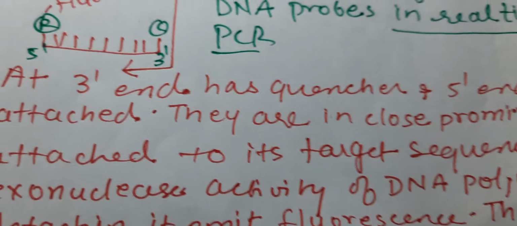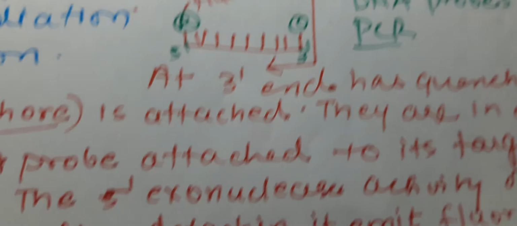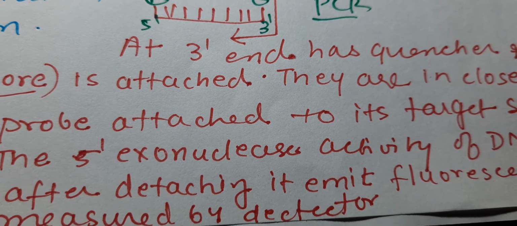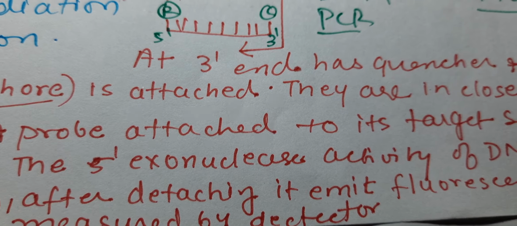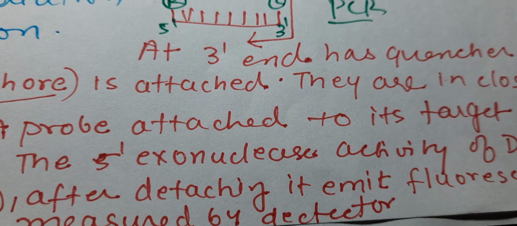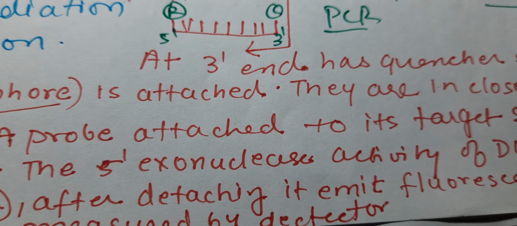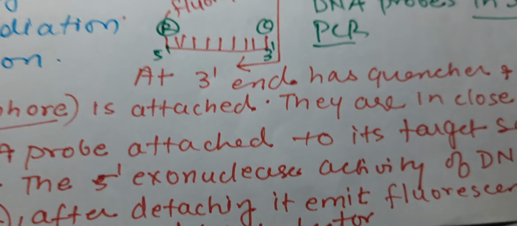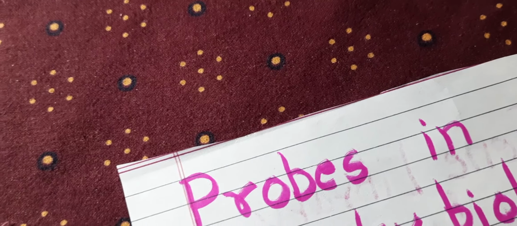Okay, and this determines what? This fluorescence activity is directly proportional to the hybridization of probe with target DNA. Okay, so this is about the labeling of probe, and we will see now the hybridization with the probe.